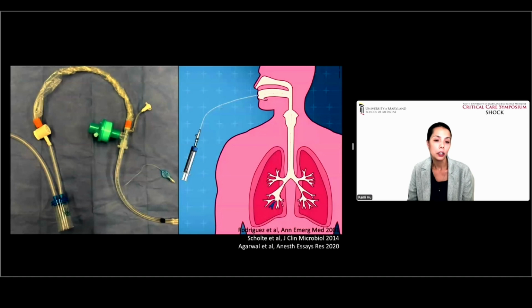In addition to our urinary cultures, it's also important to me to obtain sputum cultures. Not necessarily on every single patient, but if their chest x-ray indicates that they have an infiltrate and they've been intubated, you have a direct pathway into their respiratory tract to be able to get a sample.